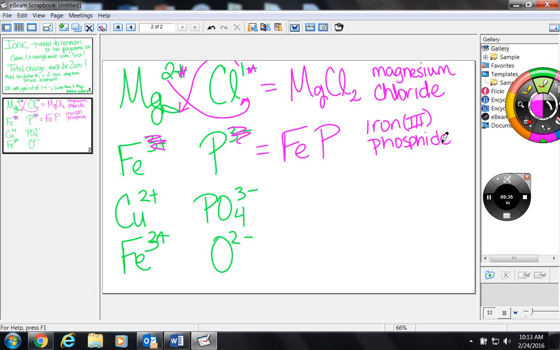So anytime it's a transition metal, you always have to have the Roman numeral.